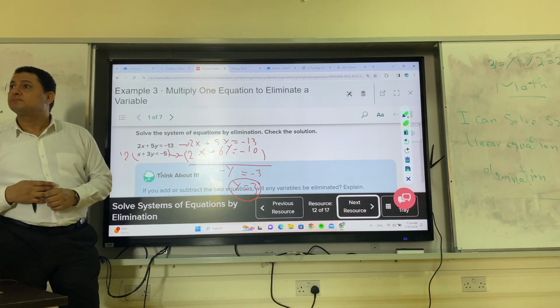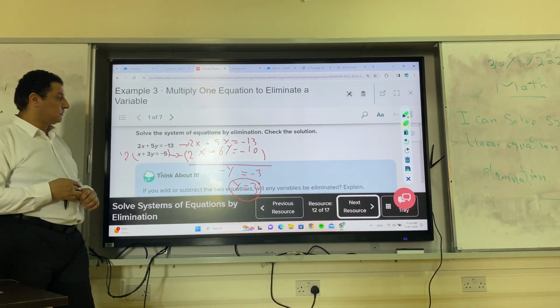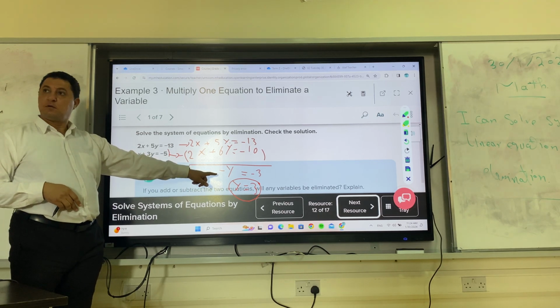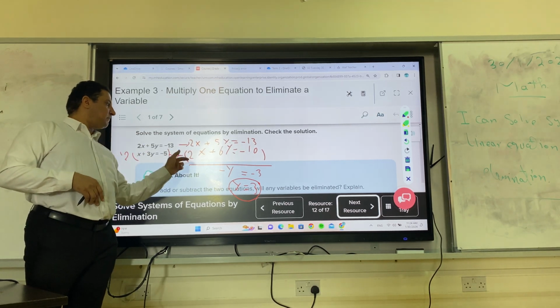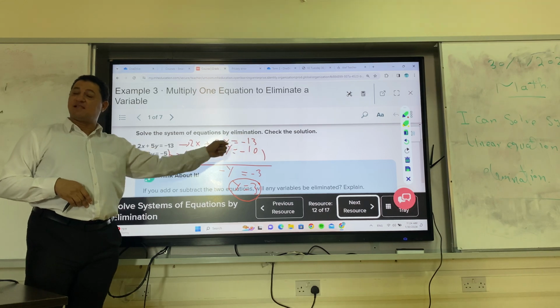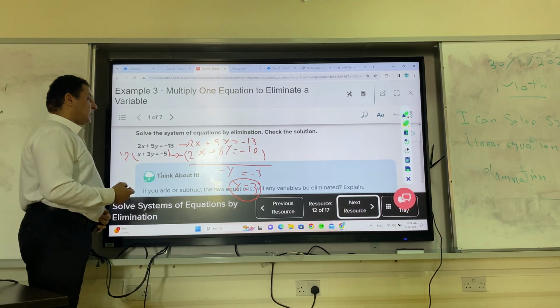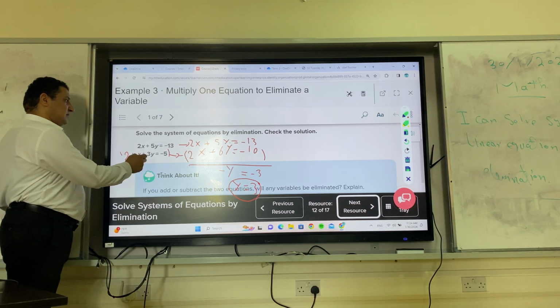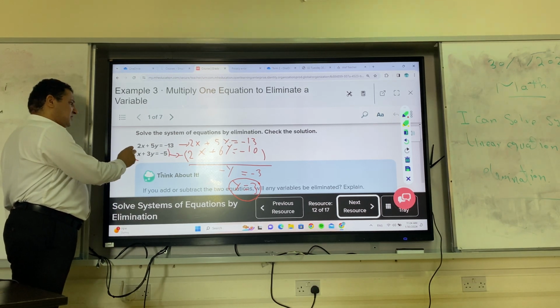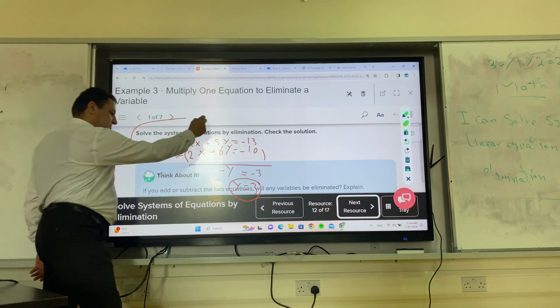Negative 15 minus negative 10. It's the same as negative 15 plus 10. It's negative 5. Now, I will choose any of the equations. So let me choose the second one here.